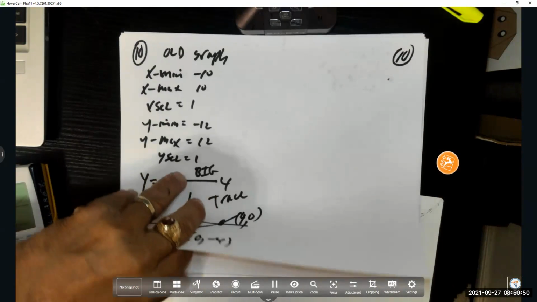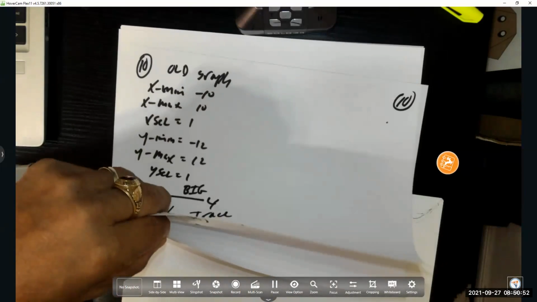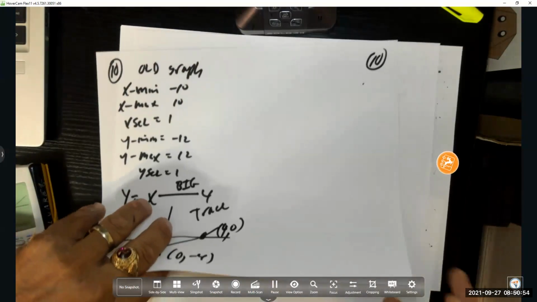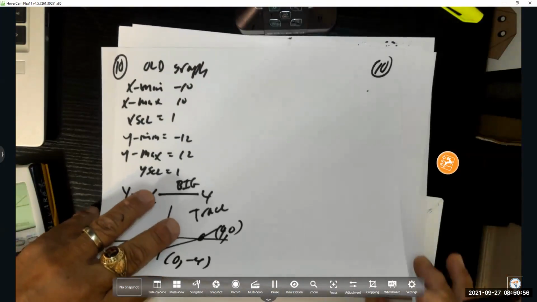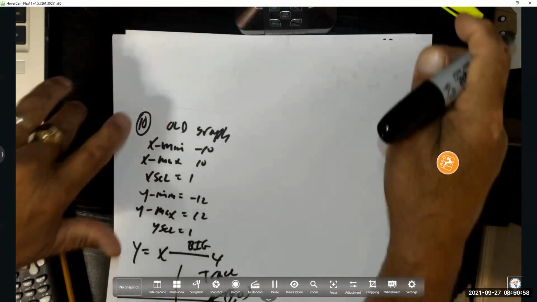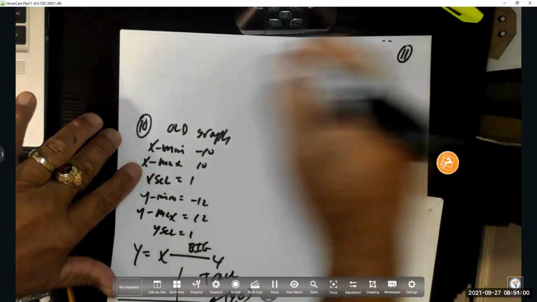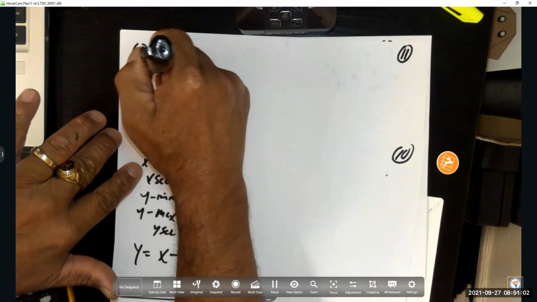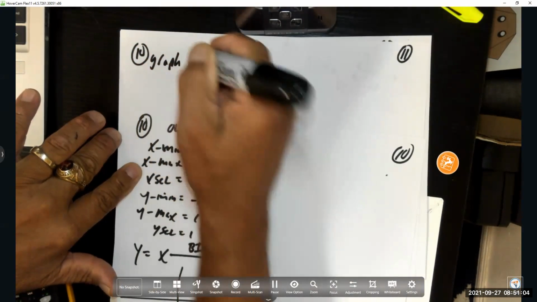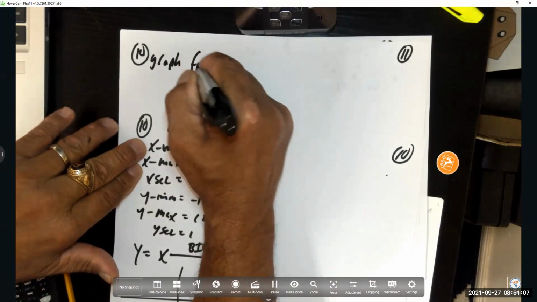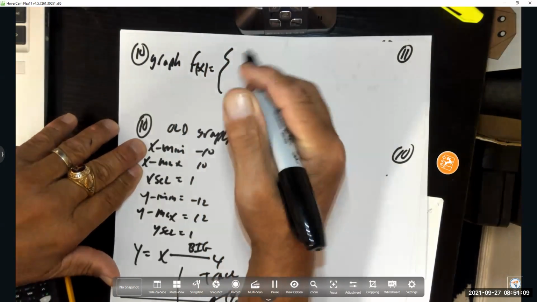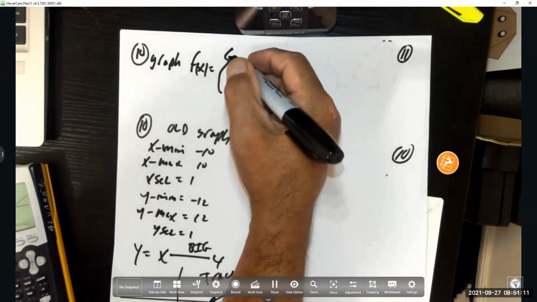I do double graphs now. Okay, let me do a double graph. Okay. Go ahead, mute your machines.